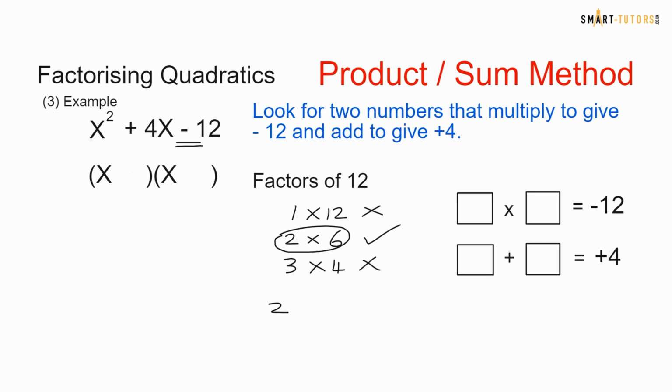Now I have an option, I can give plus 2 and minus 6 or minus 2 plus 6. Now we need to get a positive 4. So positive 4 means plus 6 minus 2 gives the positive 4. So when you're adding, minus 2 plus 6 is plus 4. When you're multiplying, minus 2 times plus 6 is minus 12. So the answer for this question is x minus 2, x plus 6.